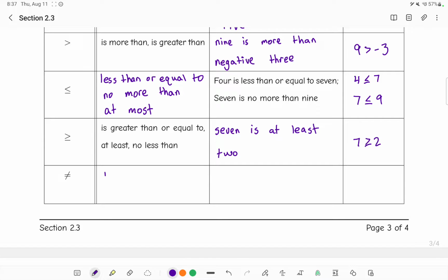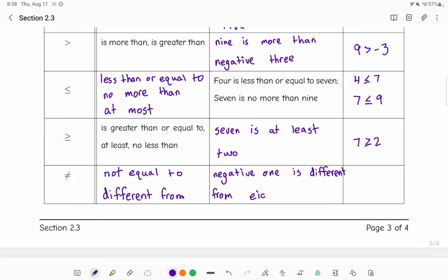Not equal to then has the keywords of not equal to and different from. For example, negative 1 is different from 8. And in symbols, that'd be negative 1 not equal to 8.